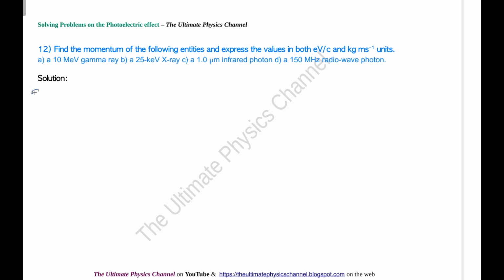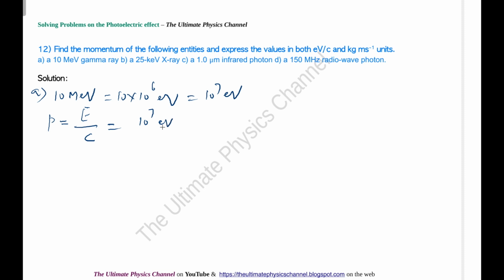So let's take the first case. First is the energy given as 10 MeV gamma ray photon. That is 10 into 10 power 6 eV or 10 power 7 eV. And we want the momentum. So we know that for a photon, p is equal to E over c. And we have here 10 power 7. So 10 power 7 eV over c. That is the momentum for the photon.